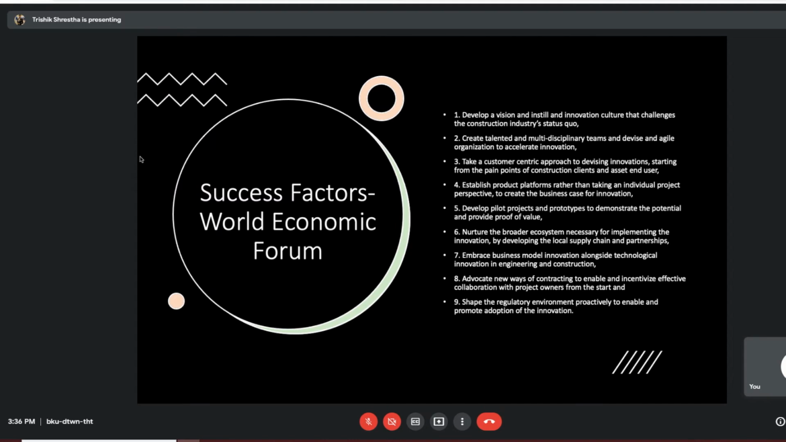The first one is develop a vision and instill an innovation culture. And there's a small error here. Develop a vision and instill an innovation culture that challenges the construction industry's status quo. Just remove this construction and just add in your industry of choice, and you're basically left with the same solution. So developing a vision and instilling an innovation culture that challenges the construction industry or any industry status quo.